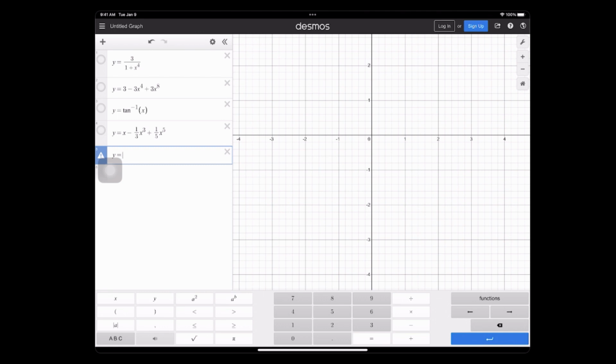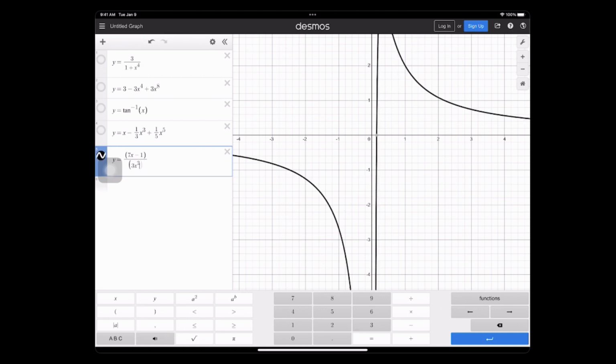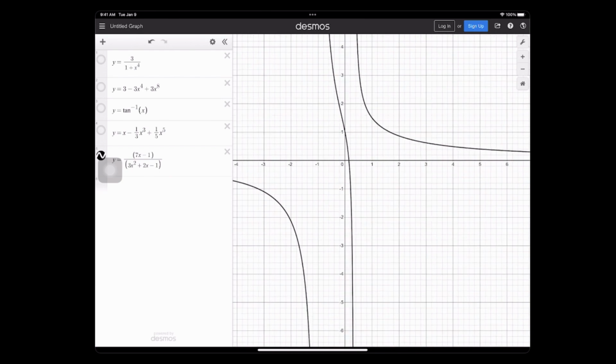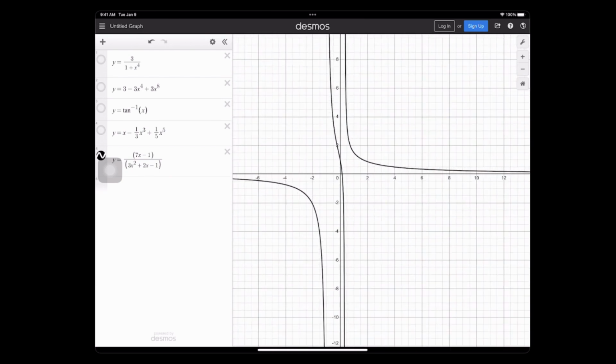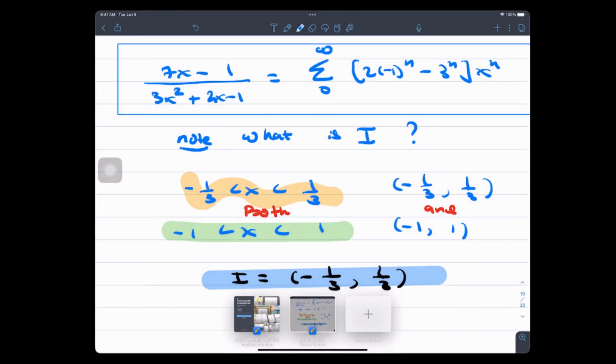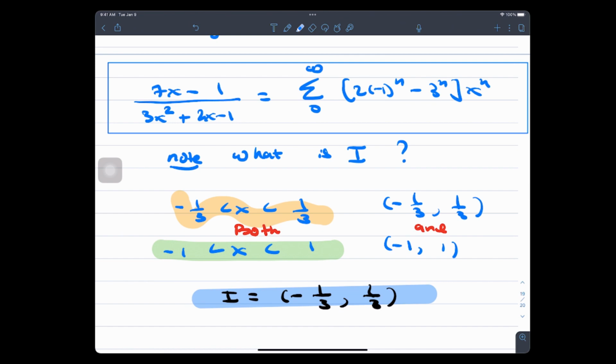All right, let's write this rational function if I can. 7x minus 1, divided by 3x squared plus 2x minus 1. Okay, so here's kind of a rational function. The aspect ratio is not good for that, but anyway. Let's try to look at the polynomial version here, the first few terms for the polynomials, for the series expansion here.